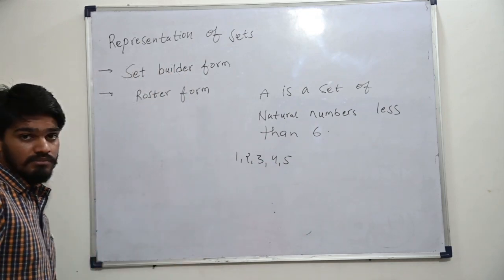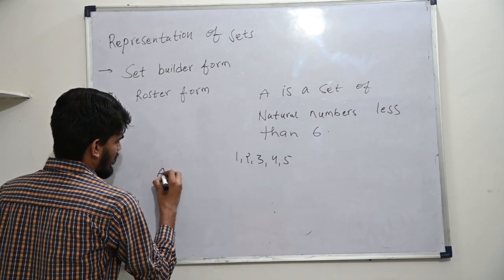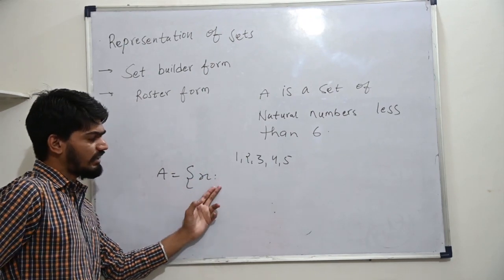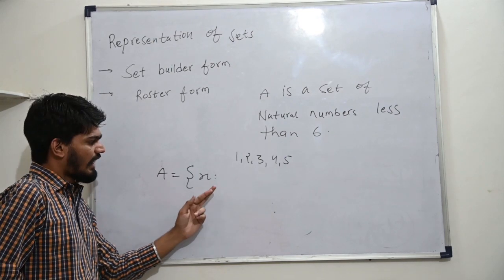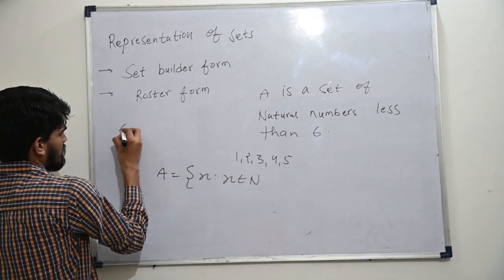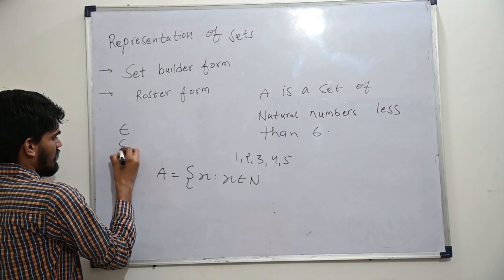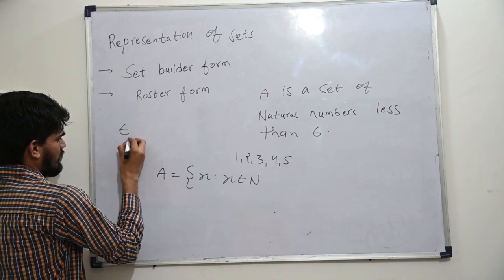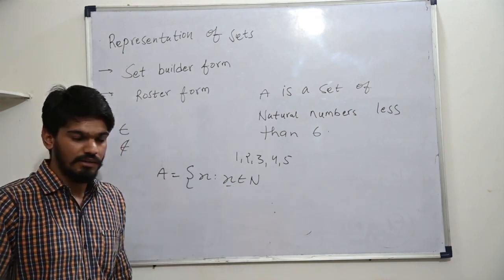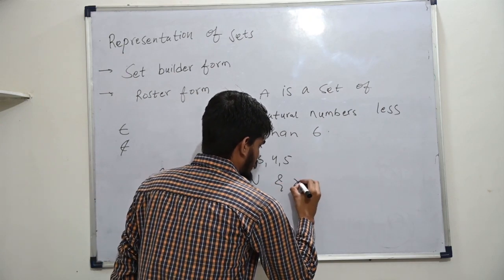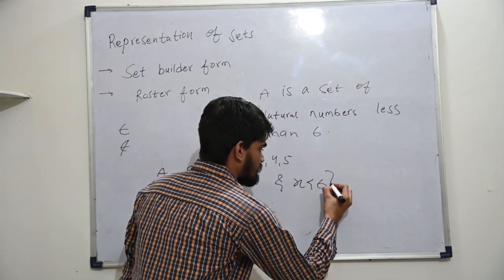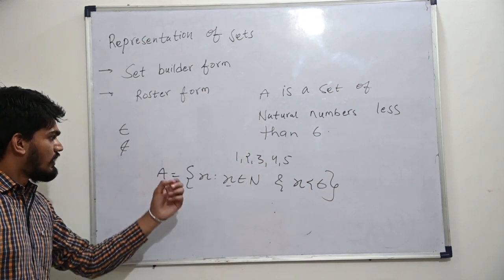In the set builder form, see this. A is a set. X, now we will use this sign, which represents 'such that'. We are going to read it as 'such that'. X such that x belongs to natural numbers. This sign represents 'belongs to', and if we have this sign, that means 'does not belong to'. x belongs to natural numbers and x is less than 6. So that will be the set builder form.